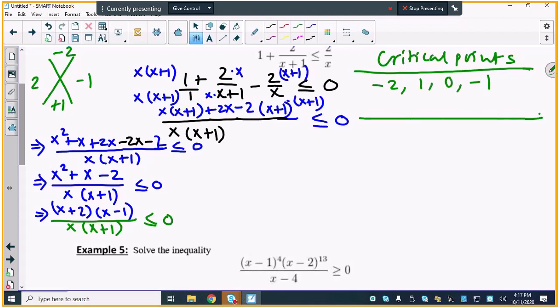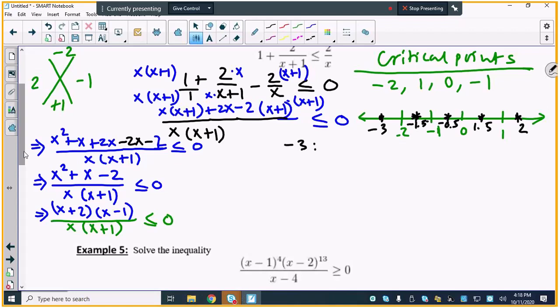So draw the number line. You will have 5 testing points, longer problem. It's negative 2, negative 1, 0, and positive 1. So I can choose negative 3. Between negative 2 and negative 1, negative 1.5. This I can choose as negative 0.5 between negative 1 and 0. Between 0 and 1 I can choose 1.5, and beyond 1 you can choose 2. Okay? Testing points at negative 3.